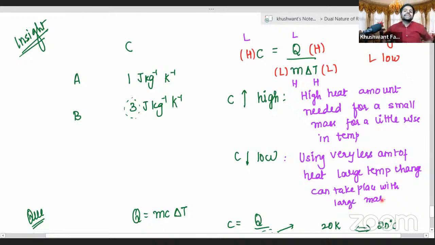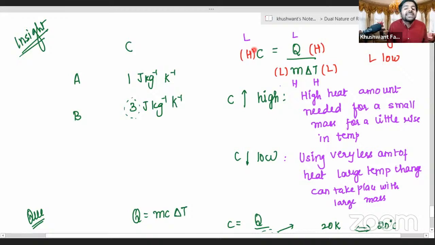So this is the idea that we all need to perceive and understand, that what is happening when the specific heat capacity is low and what is happening when specific heat capacity is high. High specific heat capacity मतलब बहुत ज़्यादा heat देनी पड़ेगी. You will have to give a large amount of heat to that substance, still the mass, and that too to a very small amount. Very small amount को large heat needs to be given, and that too very small temperature change will take place. This is called high specific heat capacity.